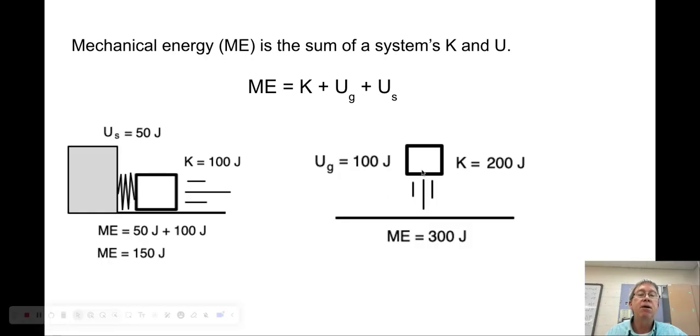Similarly, if I throw an object upwards, as it moves upwards, it has 100 joules at this height, 100 joules of gravitational potential energy, but it's moving fast enough to have 200 joules of kinetic energy. Well, the sum of those two is its ME. That means it has 300 joules worth of mechanical energy.